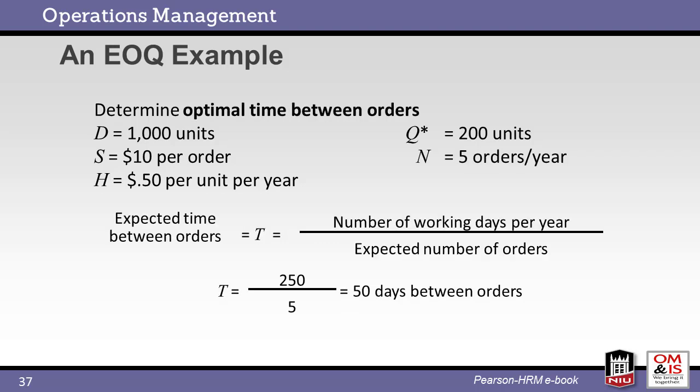Now we find the time between orders. The equation has the time between orders T equal to the number of working days per year divided by the number of orders. For this example, we assume 250 working days per year. This is 5 days a week over 50 weeks. The result shows 50 days between orders.